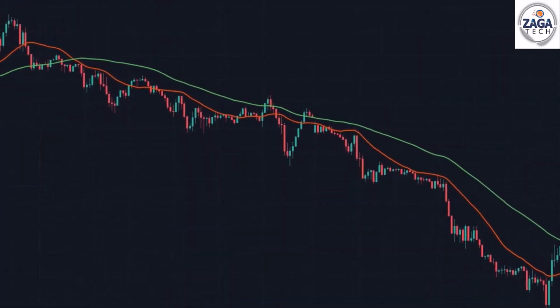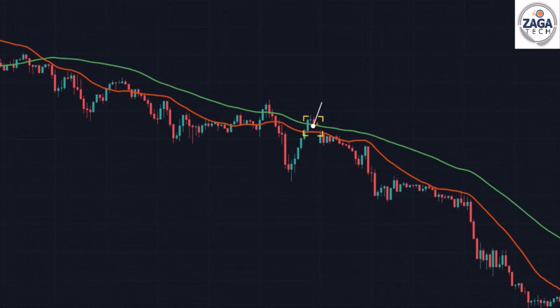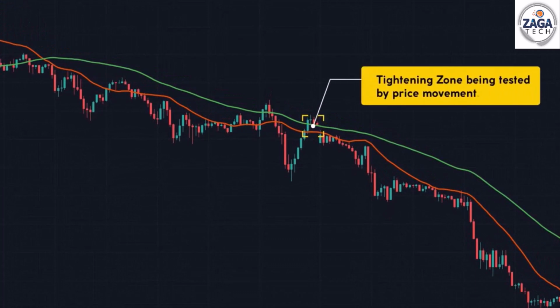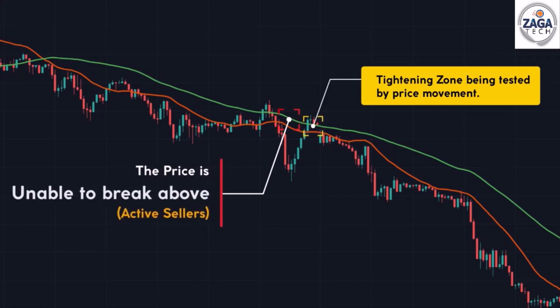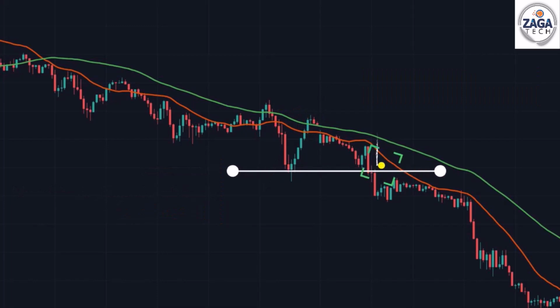Here is a short setup. We see the tightening zone here, being tested by price a couple of times. Notice that price was unable to break above the zone. This means that sellers are in control and it is wise to stick to selling. We enter short after the breakout of the range.